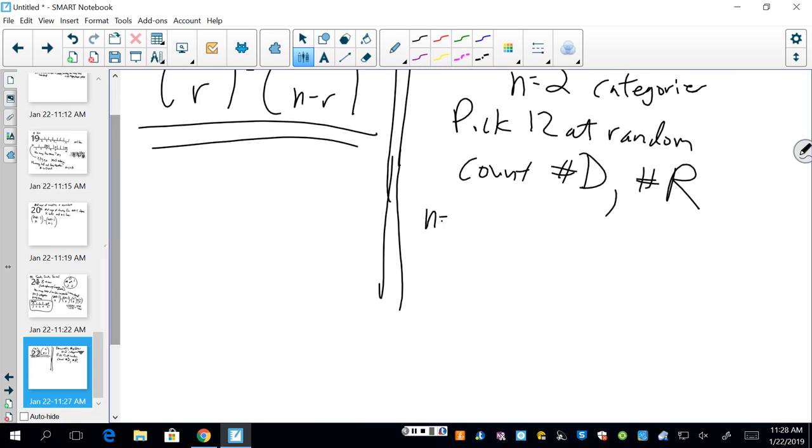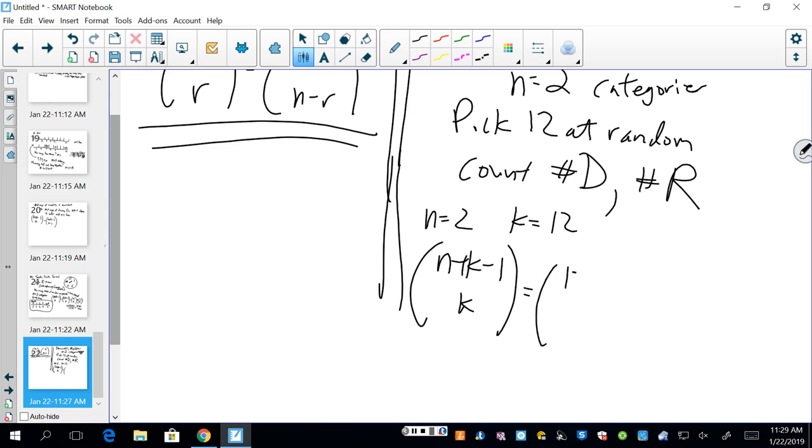So if n is 2 and k is 12 picks, the formula says n plus k minus 1 choose k. So that would be 13, k is 12. 13 choose 12, equivalent to 13 choose 1. Ways, it's just 13. It's only 13. Why is it 13? I said, well, why is it only 13?